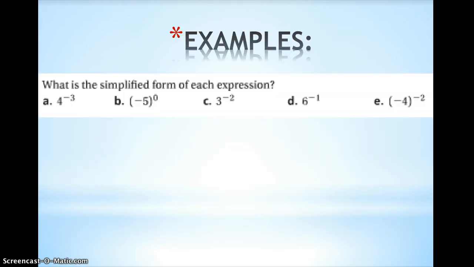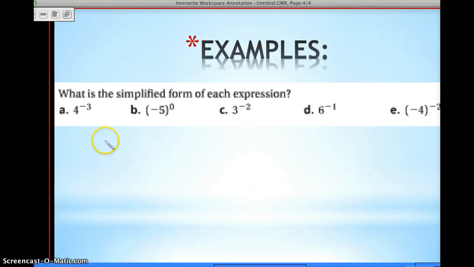Let's look at some examples. What is a simplified form of each expression? 4 to the negative third. So put a 1 under it. Not that you have to, but it might make it easier for yourself. Because you see the negative exponent and it applies to the 4, you're going to reciprocate, which I don't think that's a word, but I use it all the time. You're going to say 1 over 4.